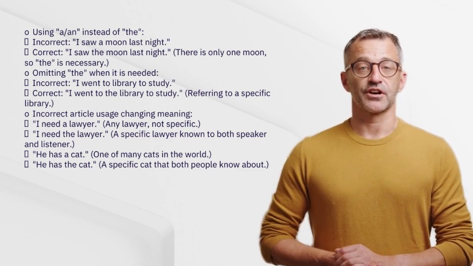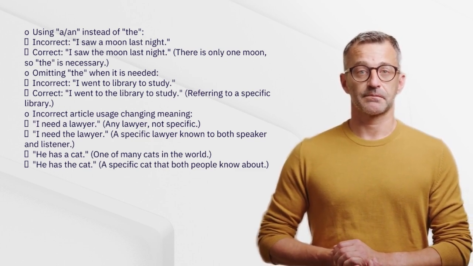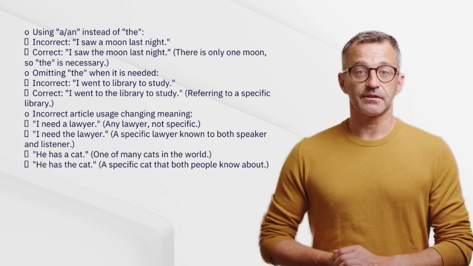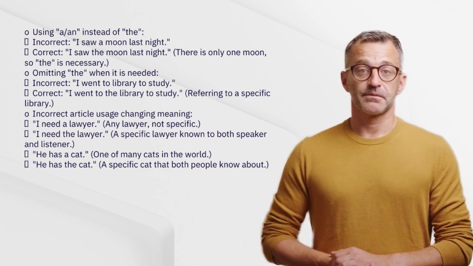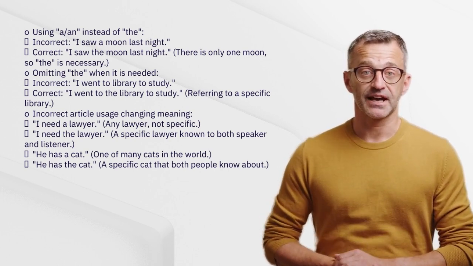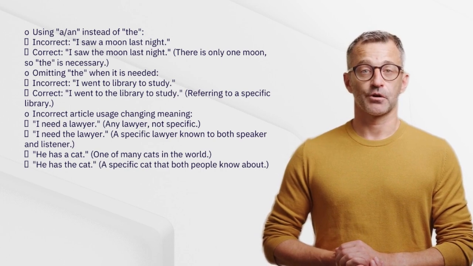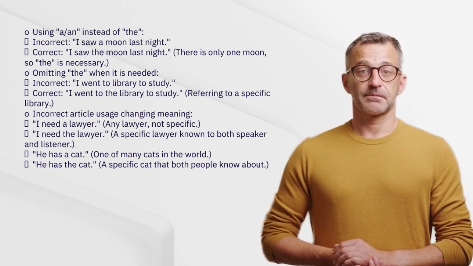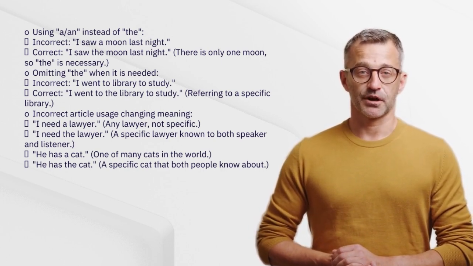Incorrect article usage changing meaning. I need a lawyer. Any lawyer, not specific. I need the lawyer. A specific lawyer known to both speaker and listener. He has a cat. One of many cats in the world. He has the cat. A specific cat that both people know about.